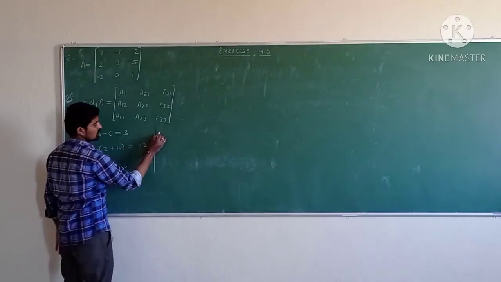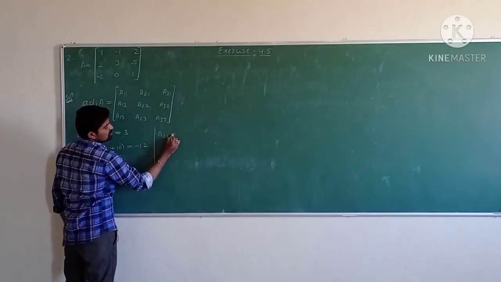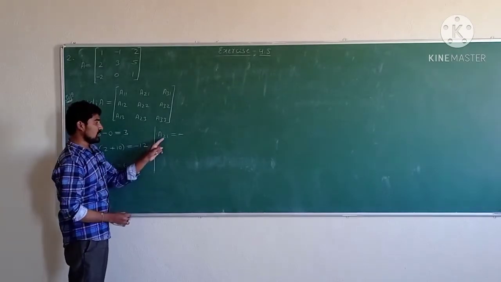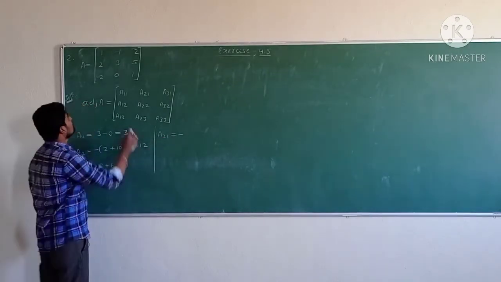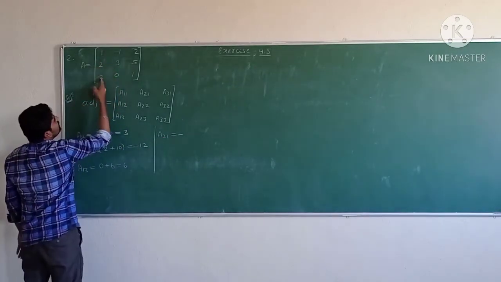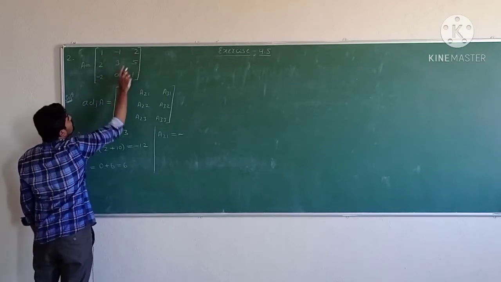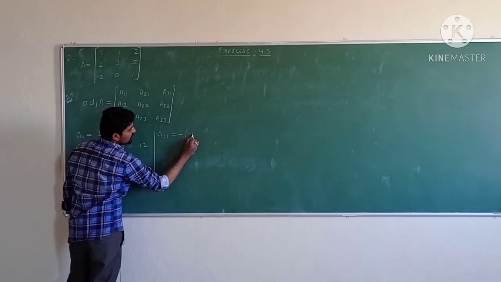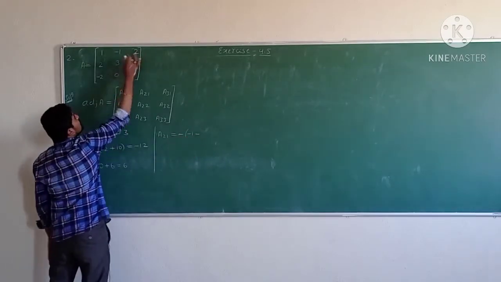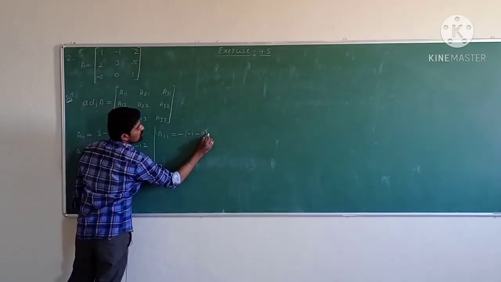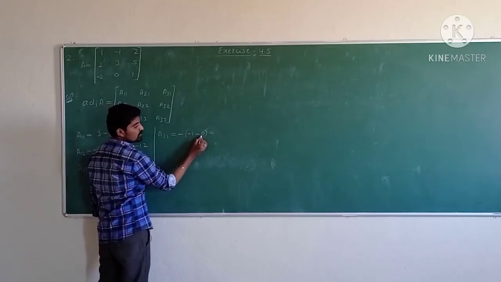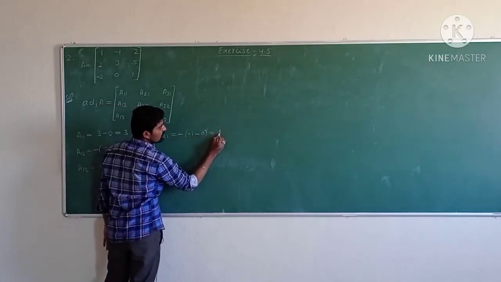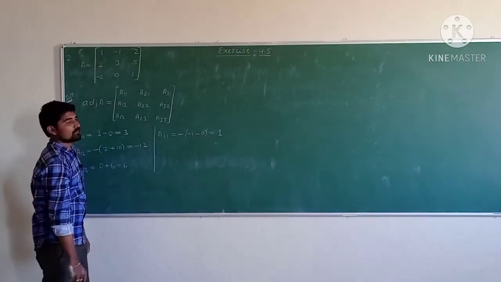And next A21. 2 plus 1 is odd, therefore multiply by minus. Obtained by deleting the second row, first column. Remaining elements minus 1, 2, 0, 1. Minus 1 into 1 is minus 1, minus 0 into 2 is 0, which is equal to minus 1. Minus into minus is plus 1.